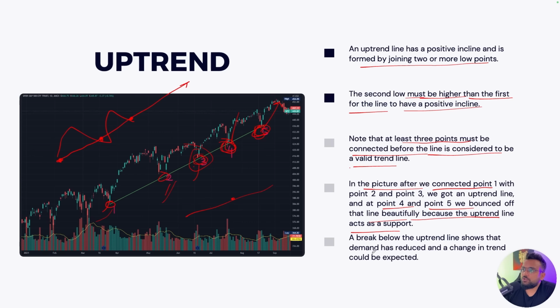The next one is called continuation pattern. That means like, oh, this is formed and the price can literally shoot up after that. And the third one I like to call bilateral patterns, which means it can go either way. Like it can go towards the upside or downside, whichever.